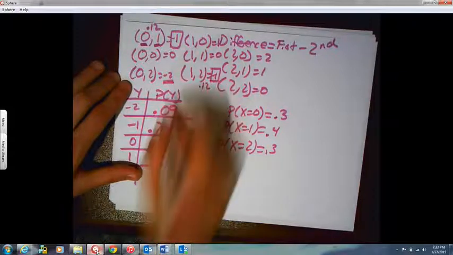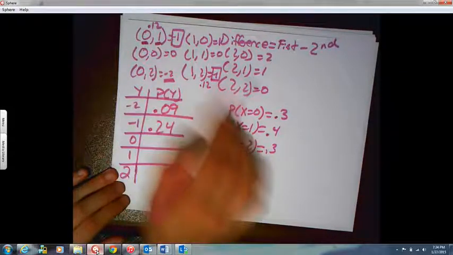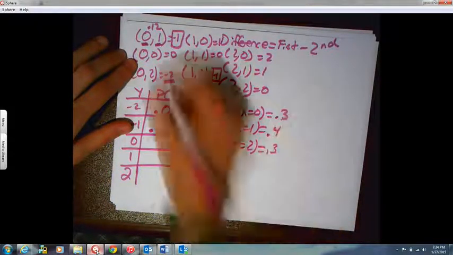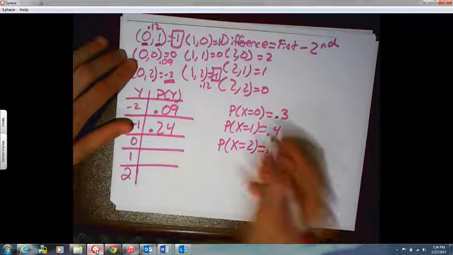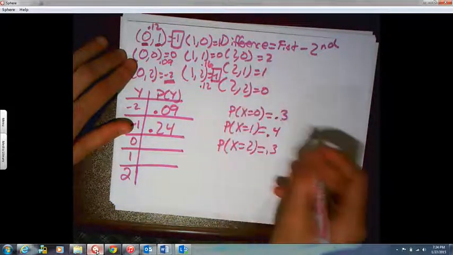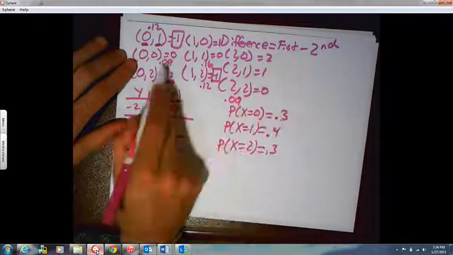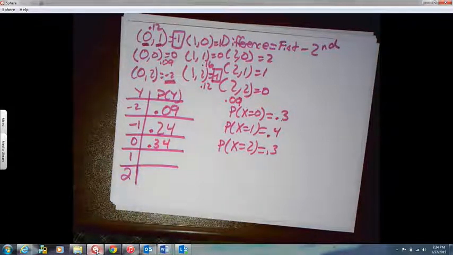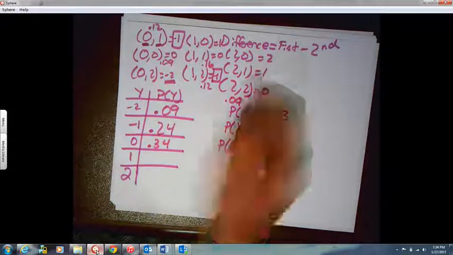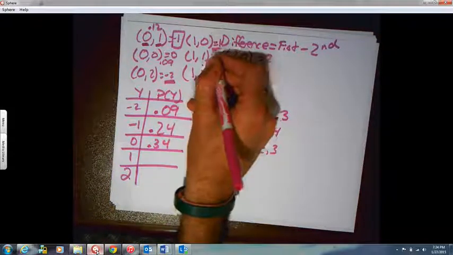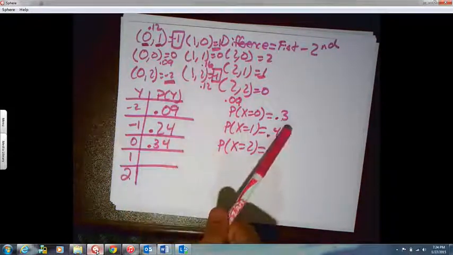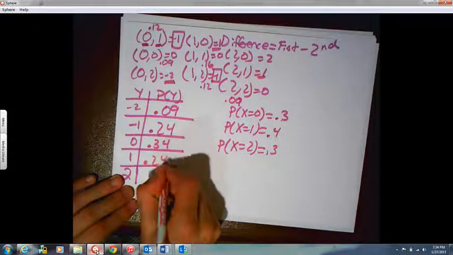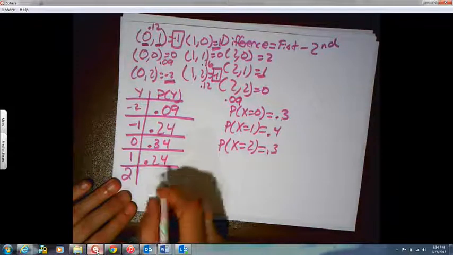What about the probability of a 0? That's here, here, here. This probability is 0 and 0, so that's 0.09. This probability of 1 and a 1 is 0.16. This probability is 0.09. 0.09 plus 0.09 is 0.18, plus 0.16 is 0.34. The probability of getting Y equals 1, that's here and here. This probability is 0.12. This probability is also 0.12, so this is 0.24. Probability of getting a 2 is right here, which is 0.09.